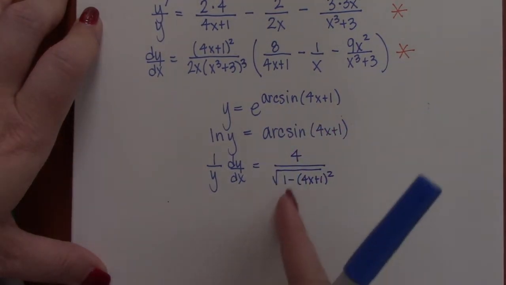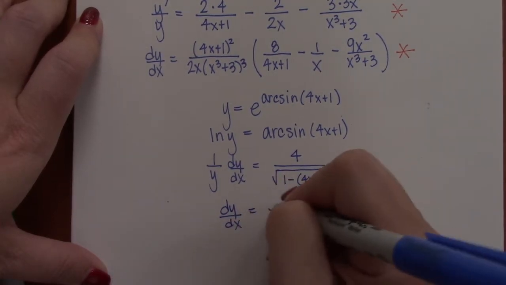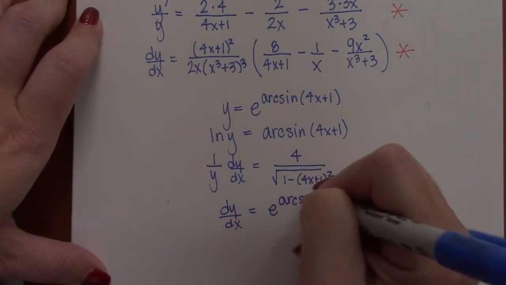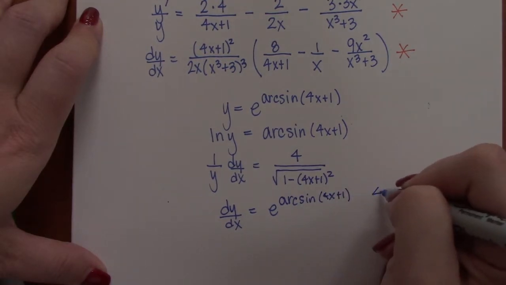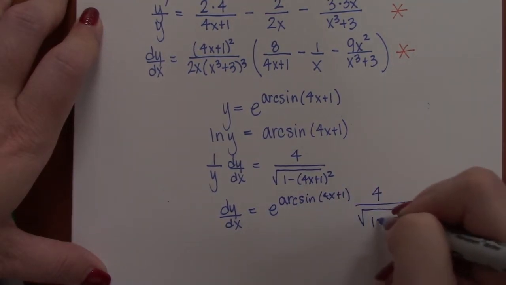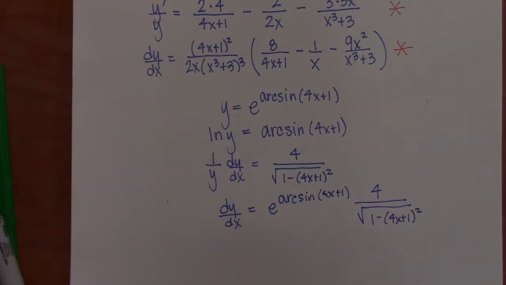And then when you multiply both sides by y, that's where the original guy comes back. And so you get the exact same answer if you do logarithmic differentiation. So this one's an unusual one because the answer comes back exactly the way it would if you did the chain rule because the outermost function was e.